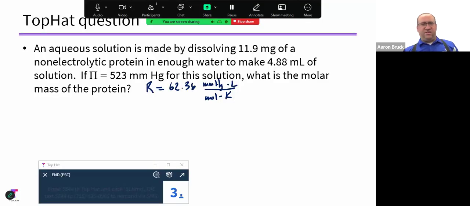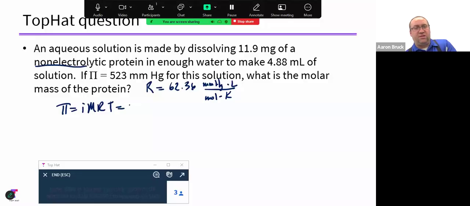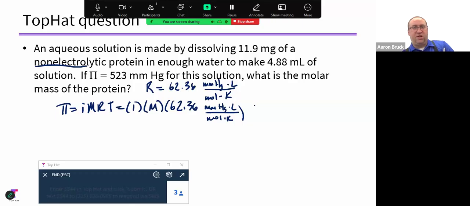All right, let's try to figure this out if we haven't got it yet, or at least check our answer. So basically, the structure is pretty much the same here. Pi is equal to iMRT, which again, non-electrolyte means i is equal to 1. We don't know the molarity yet, so we're going to leave it there, with R as 62.36 millimeters of mercury times liters over moles times Kelvin. And our temperature here, as we've been doing as a default if we are not given a temperature, standard condition 298 Kelvin generally applies. And all of this is equal to 523 millimeters of mercury.